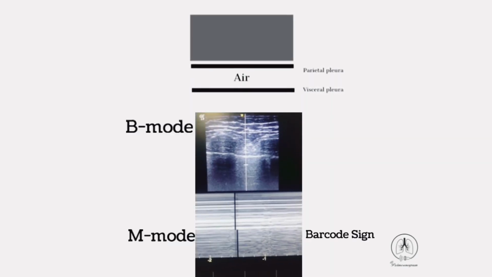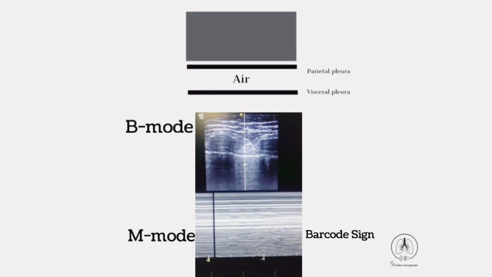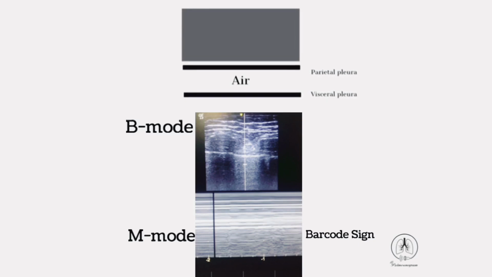In pneumothorax, there is air in between the two pleura. You can see non-sliding pleura with A lines. Because there is no lung movement, in M mode, you can see straight horizontal lines above and below the pleura. This is called barcode or stratosphere sign.